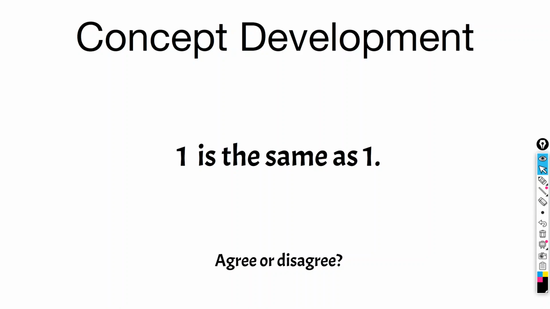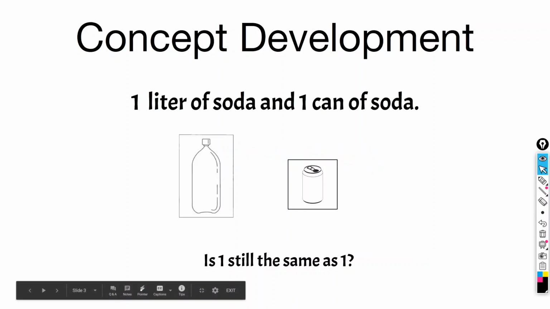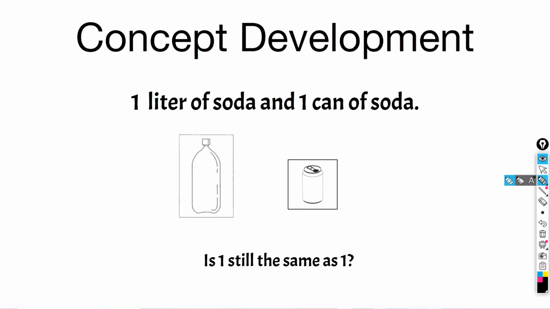So my first statement is, 1 is the same as 1. Think about that and whether you agree or disagree. That 1 is the same as 1. When I first saw this, I said, I definitely agree, 1 and 1 are the same thing. But we've talked many times before about how important labels are. So really, now this is showing 1 liter of soda and 1 can of soda. Each of these labels is different and represents something completely different.